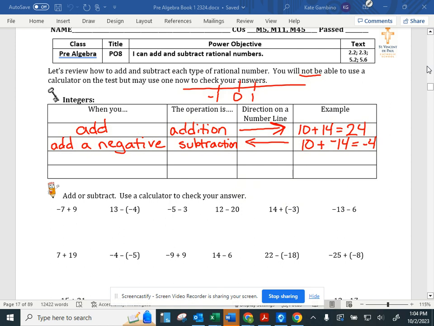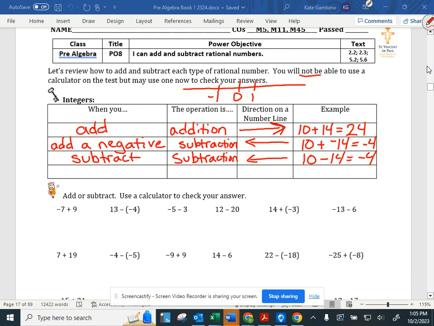All right, so we've got 2 more boxes to fill in on this table. When you subtract, your operation is subtraction. And subtraction on the number line goes to the left. So if we have 10 minus 14, that gives me that negative 4.